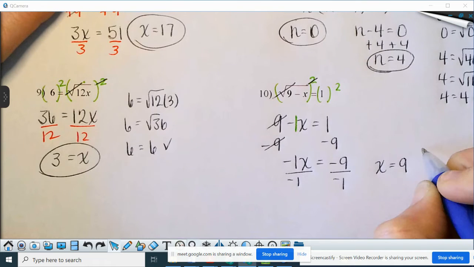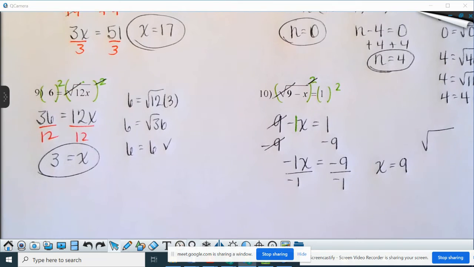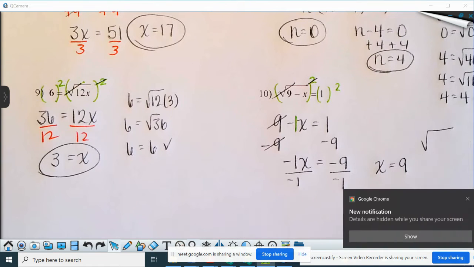So the square root, ooh, where'd I mess up? Because that's not a thing. It's not going to work, because 9 minus 9 is 0, which is not going to give us 1. One squared is 1. 9 minus 9. Ooh, found one. Or am I just having a blind moment and it's not making sense?